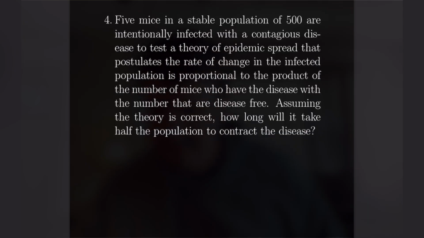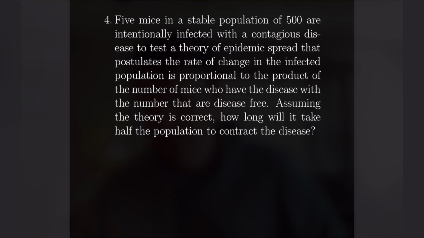Number 4 says 5 mice in a stable population of 500 are intentionally infected with a contagious disease to test a theory of epidemic spread that postulates the rate of change in the infected population is proportional to the product of the number of mice who have the disease with the number that are disease free. Assuming the theory is correct, how long will it take half the population to contract the disease?